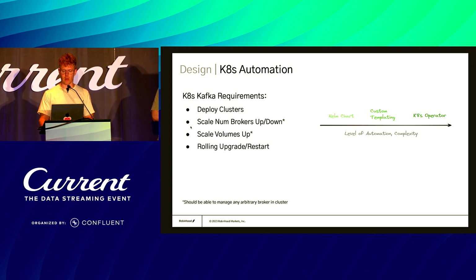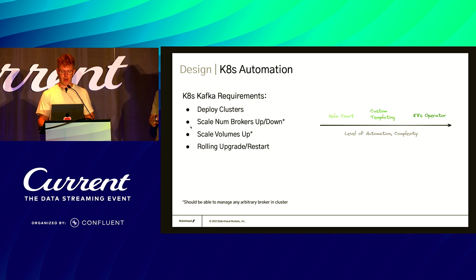You can also write custom code to do templating. We have a Golang service that essentially does that at Robinhood. That's sort of the middle option. And then on the right-hand side, we see the Kubernetes operator. It's sort of the most complex, but it gives you the highest level of automation, and you can define whatever custom resources you want.